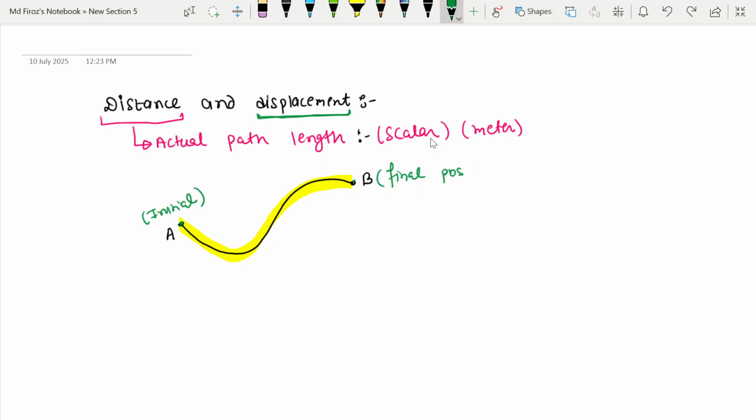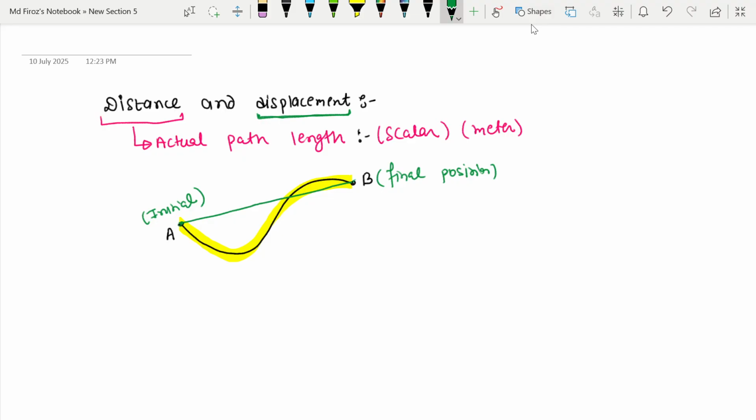So if we assume point B is the final position, that is your school, and point A is your home, that is the initial position, then when we draw a straight line between point A and point B, you will get the displacement.